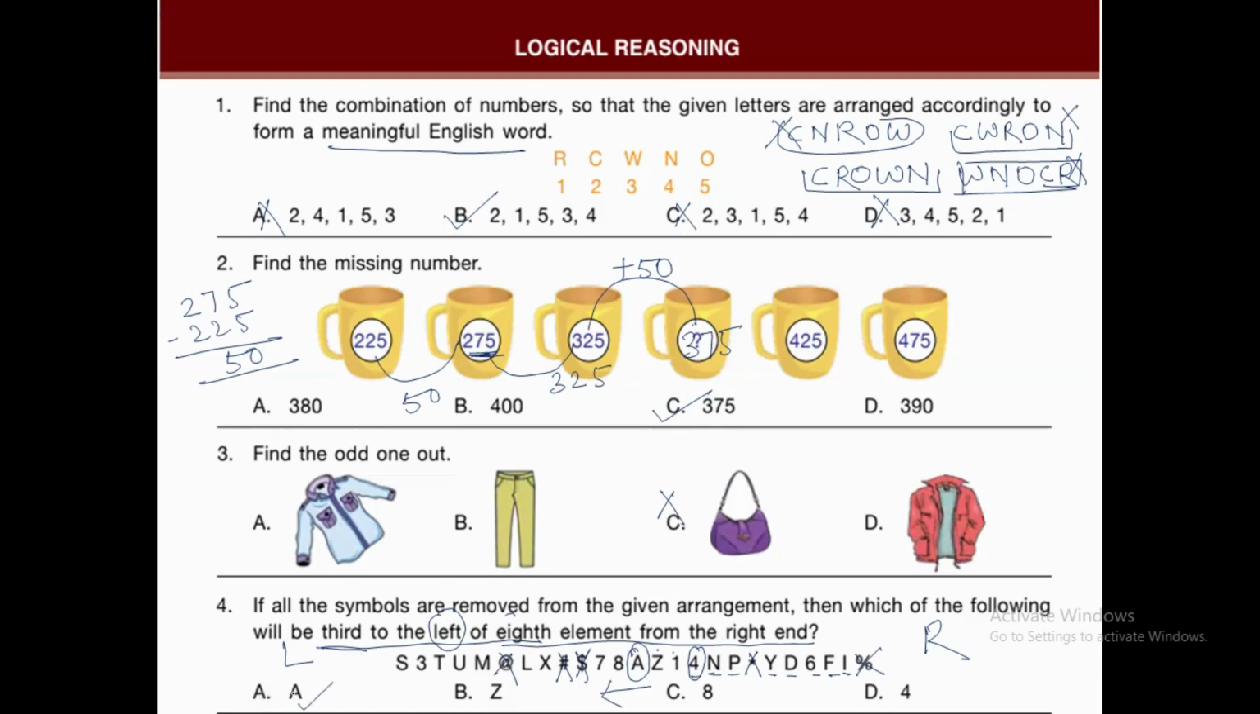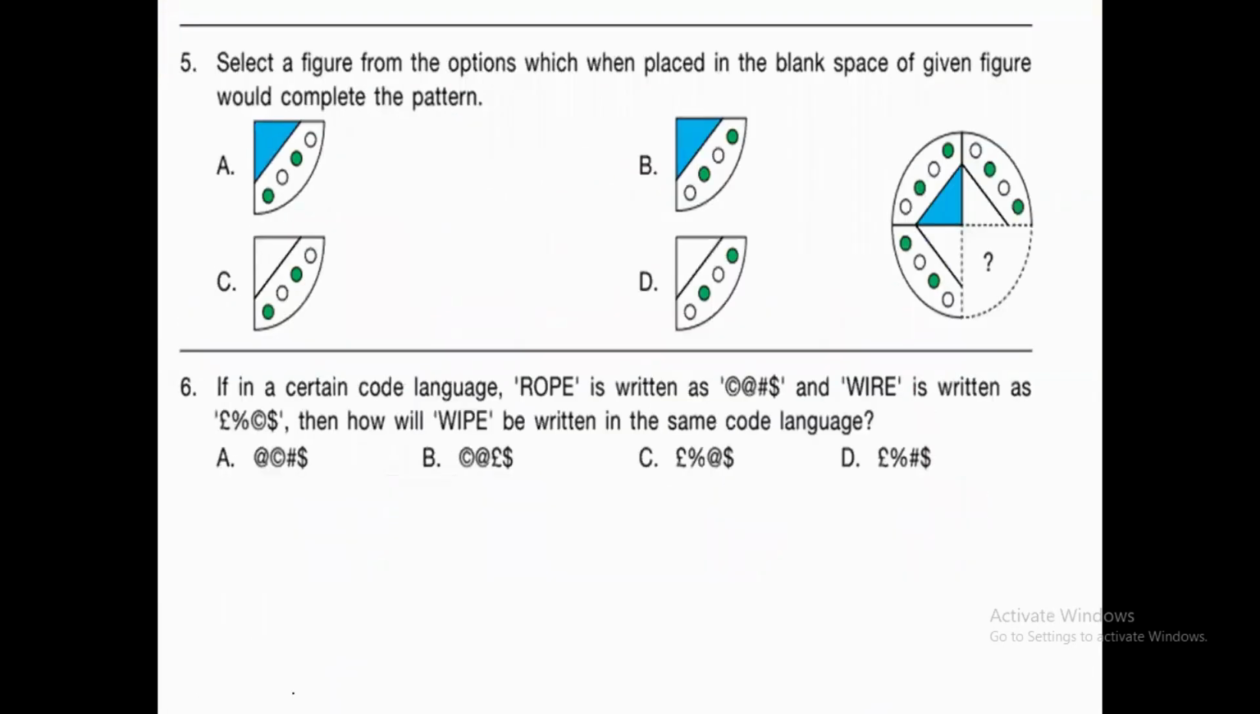Understood? Let's move on. The next question that we have is where we need to select a figure from the options which, when replaced in the blank space, at the place of this question mark, gives us our correct answer.